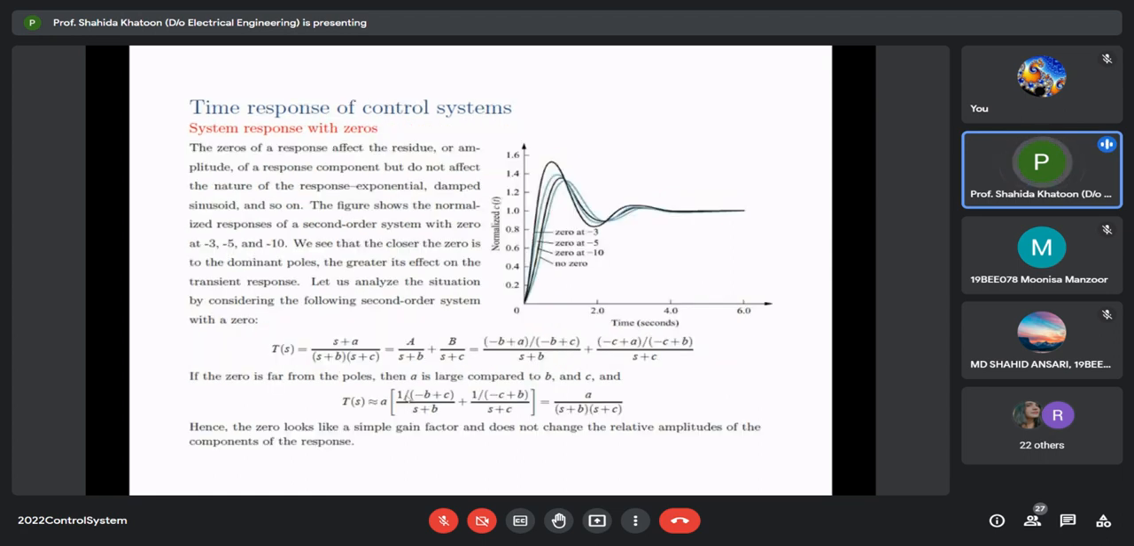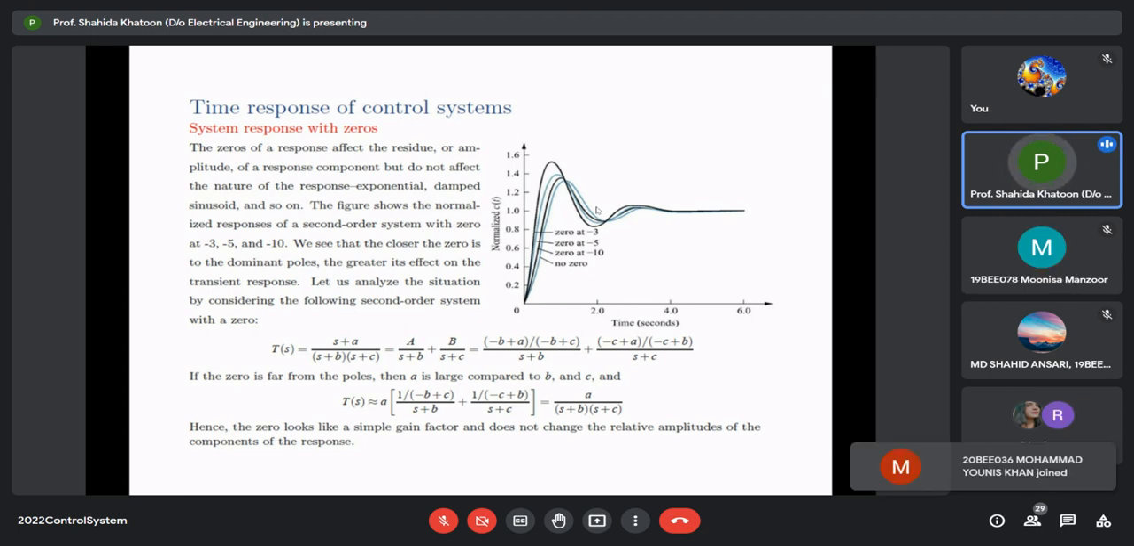So wherever this condition is met, the system is valid, otherwise it is not. All right. So you can find out the response like this. You have to take the normalized response. This system has a zero at -3, a zero at -5, a zero at -10, and this system does not have a zero. So this graph shows the effect of zeros on the system performance. The zero of a response affects the residue or amplitude of the response component, but does not affect the nature of the response exponential. So if it is a damped sinusoid, then it remains a damped sinusoid no matter where the zero is located.